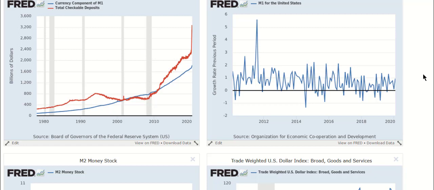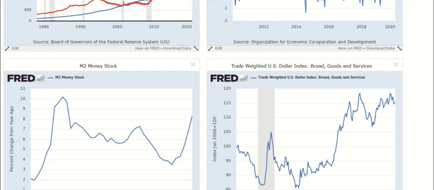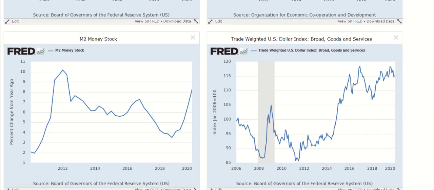Here's the changes in M1 money supply. It's basically money supply growth, which is important. Here's M2, another definition of the money supply and how it's changing. Here's the value of the dollar. It hasn't changed a whole lot during the virus times here in 2020. But it just signals the value of the dollar relative to a basket of other currencies. And the currencies are all weighted by the amount of trade they do. So it's a weighted average.